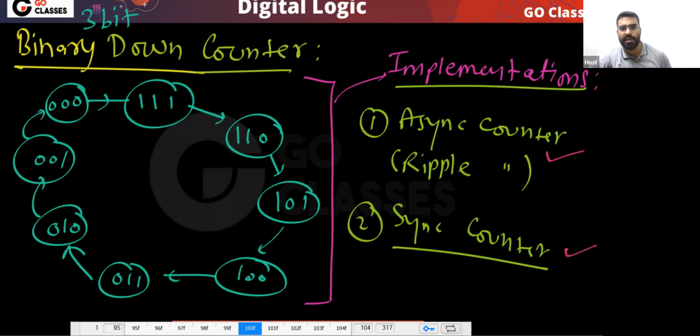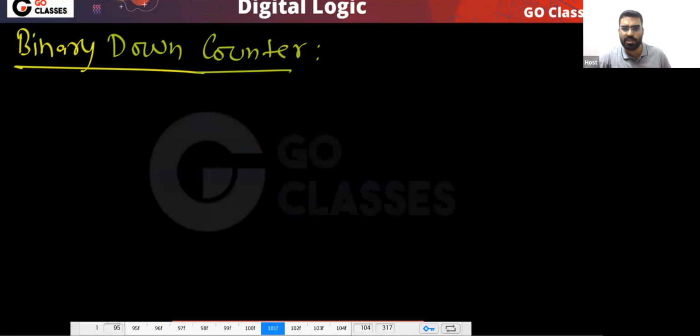But this sequence is called binary down count. I hope this point is clear. Okay, so this is the idea of binary counter. Now we will implement the binary counter.